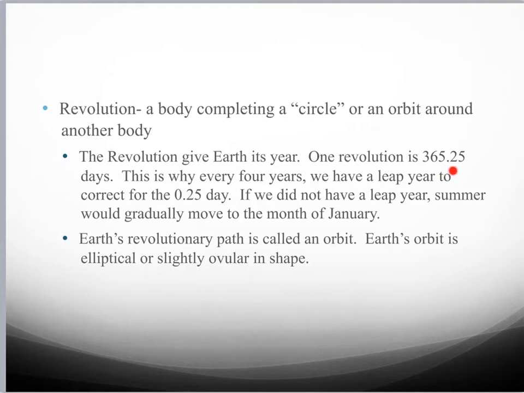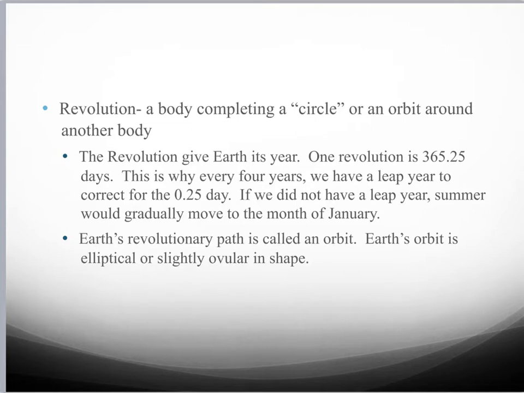Notice how it's not even, it's not exactly 365 days. So because we have 1/4 of a day, every 4 years we have a leap year to compensate for that 0.25 of a day. If we do not have a leap year, eventually our summer would start to occur in the month of January.